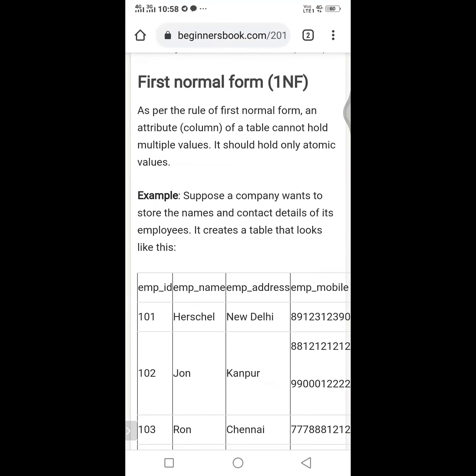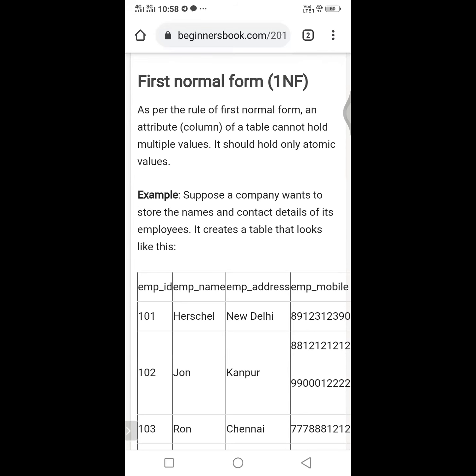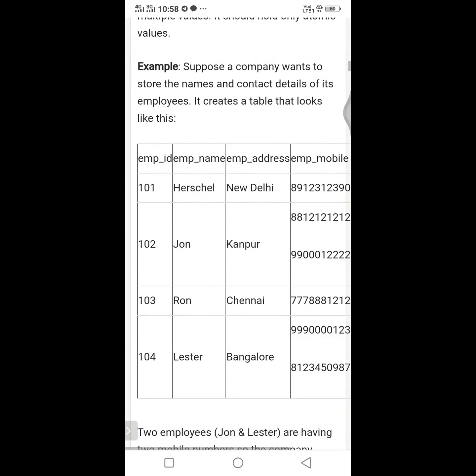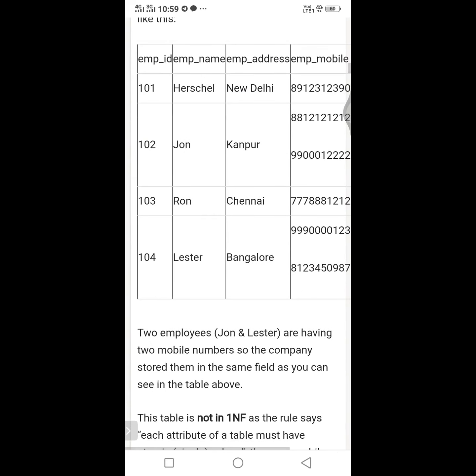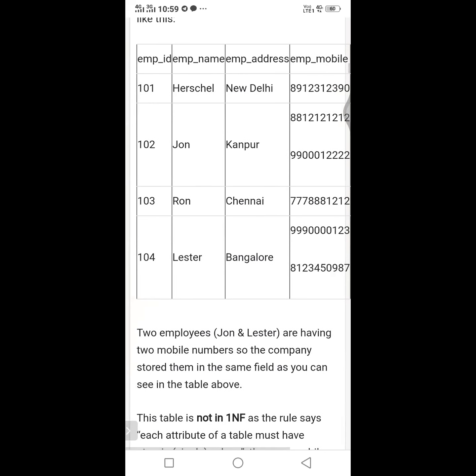So for example, what is the first normal form? As per the rule of first normal form, an attribute of a table cannot hold multiple values. It should hold only atomic values. Suppose a company wants to store names and contact details of the employees. It creates a table that looks like this. For example, maybe one table is like this: employee ID, which is unique, no problem; employee name, no problem; employee address, okay, no problem.